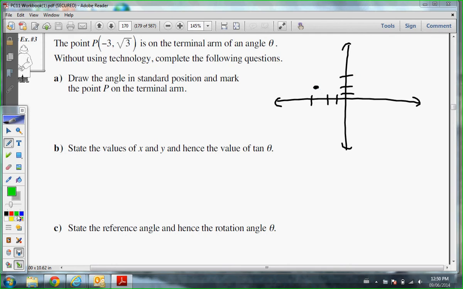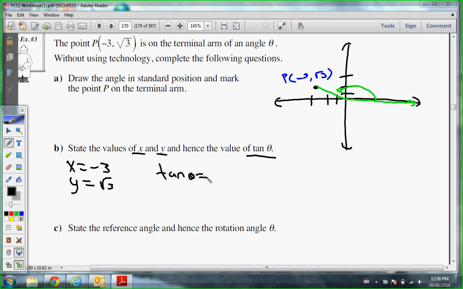So I'm going to draw here's my terminal arm in standard position. Okay, let's go ahead and label the point. There's my point. Okay, from that picture, we can conclude that x equals negative 3, y equals root 3. And it says state the values of x and y, hence the value of tan theta. So here's my x and y value, so it wants us to find tan theta. Well, tan theta is y over x. So root 3 over negative 3.